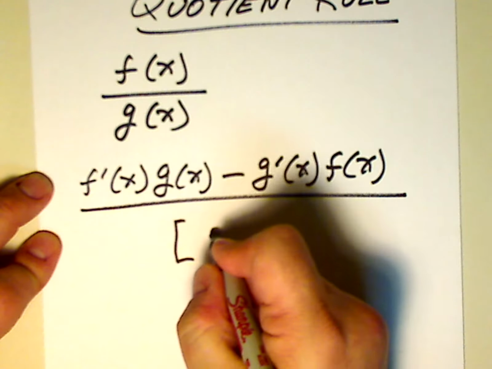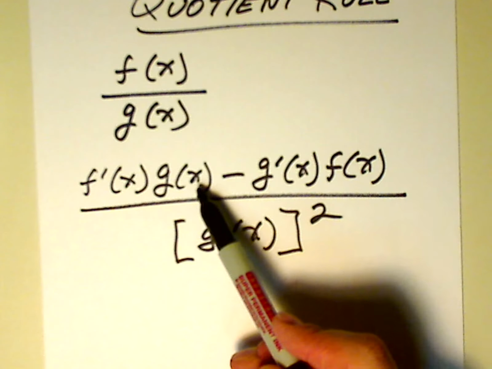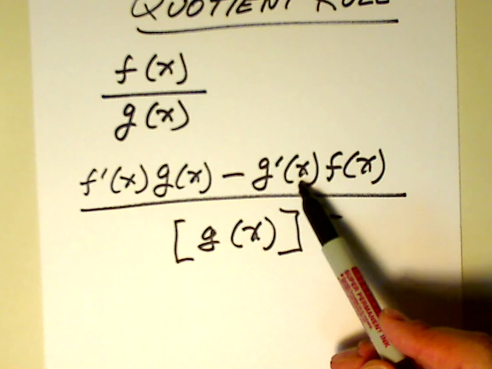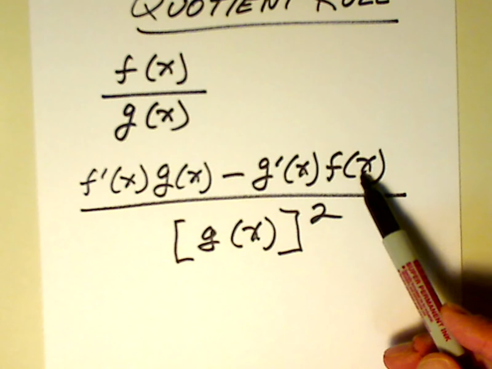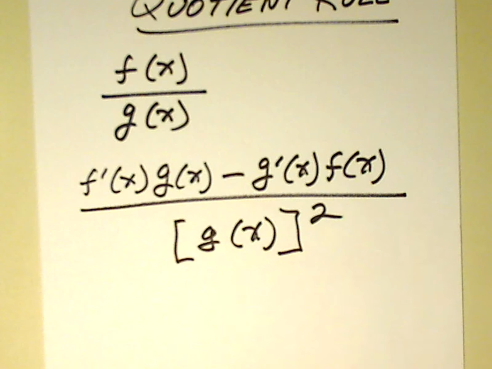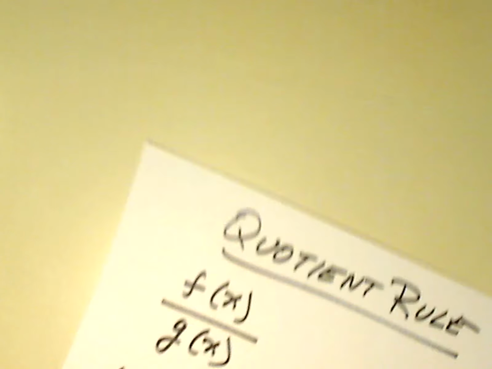So again, we take the derivative of the numerator, we multiply by the denominator, we subtract off the derivative of the denominator, and we multiply that by the numerator, and then we divide the whole thing by the denominator squared. Okay? Say that 10 times fast.